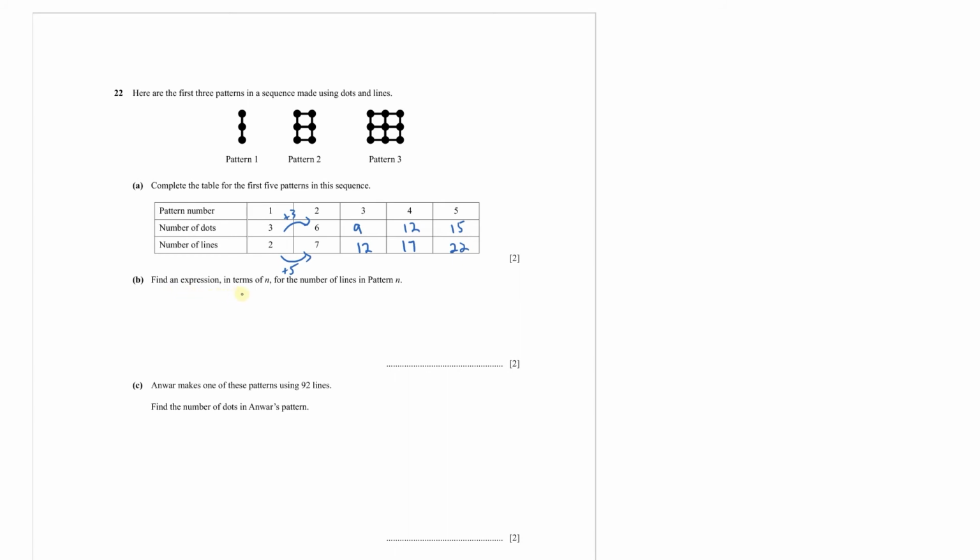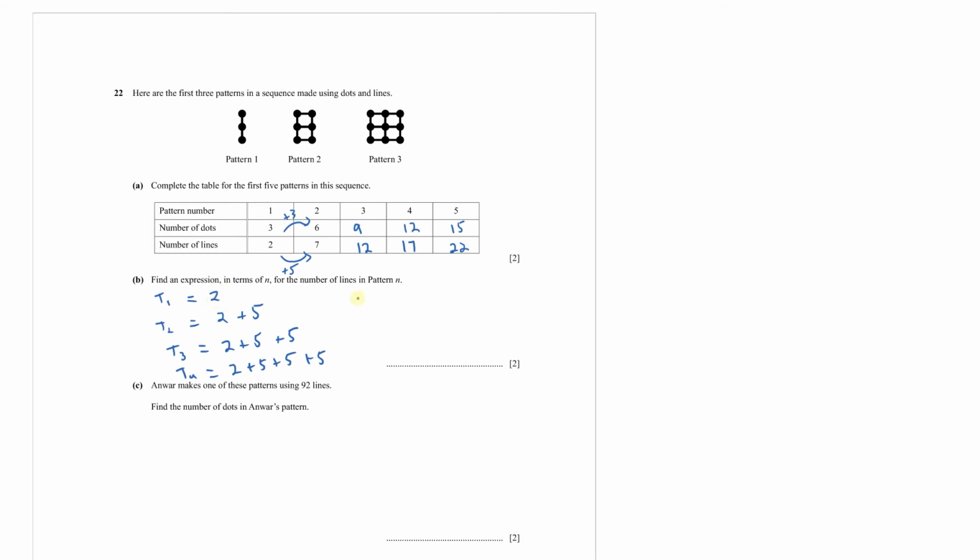Part B is: find an expression in terms of n for the number of lines in pattern n. So let's represent the number of lines in a pattern by t. So t1 will be the first pattern. How many lines are there? 2. T2 is what? 2 plus 5. So each time you add another 5. So t3, which is the number of lines in the third pattern, is 2 plus 5, and then you add another 5. And t4 would be 2 plus 5 plus 5, and then you add another 5.